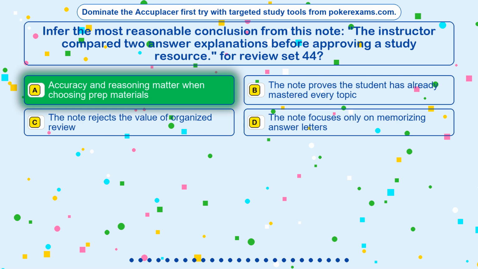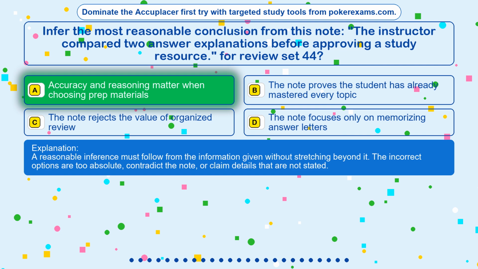The correct answer is option A. Accuracy and reasoning matter when choosing prep materials. A reasonable inference must follow from the information given without stretching beyond it. The incorrect options are too absolute, contradict the note, or claim details that are not stated.